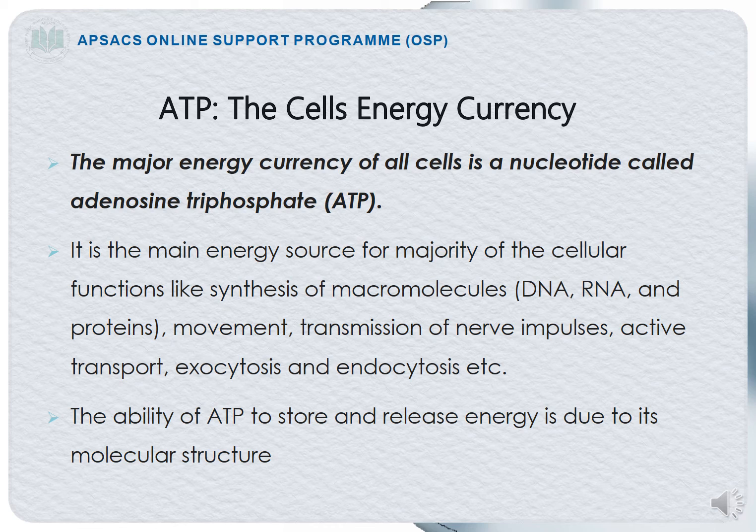It is the main energy source for the majority of cellular functions like synthesis of macromolecules. Different kinds of synthesis and different kinds of cellular functions are carried out. So the main source of energy is the ATP. Like the formation of DNA, RNA and proteins takes place. We are moving, transmission of nerve impulses takes place, active transport, exocytosis, endocytosis, etc. These are the different kinds of processes that are carried out in a living organism.